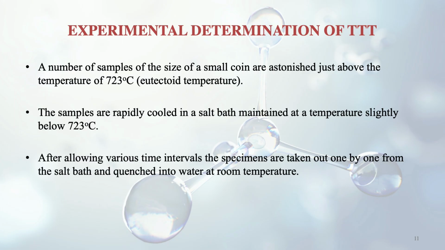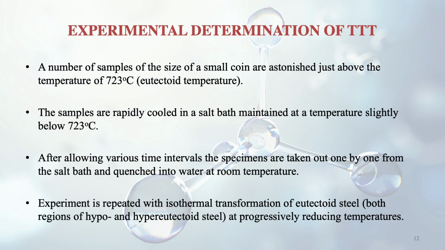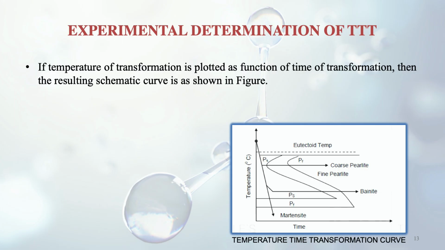After allowing various time intervals, the specimens are taken out one by one from the salt bath and quenched into water at room temperature. This experiment is repeated with isothermal transformation of eutectoid steel, and both types, hypo and hyper eutectoid steel, at progressively reducing temperatures. So here we see the diagram. If the temperature of transformation is plotted as a function of time of transformation, then the resulting schematic curve is known as the time temperature transformation diagram, and you can see it in this figure.